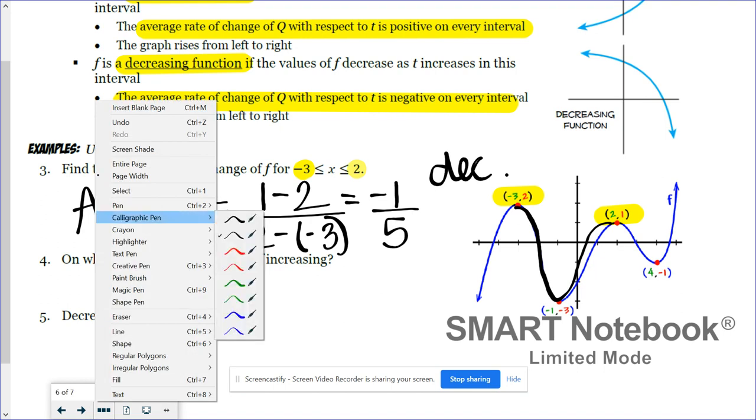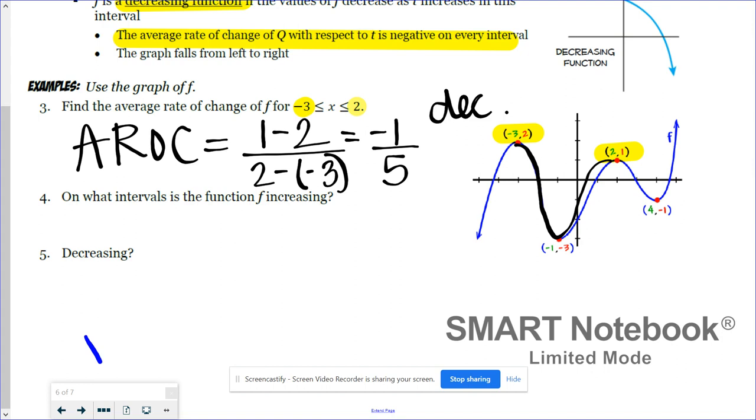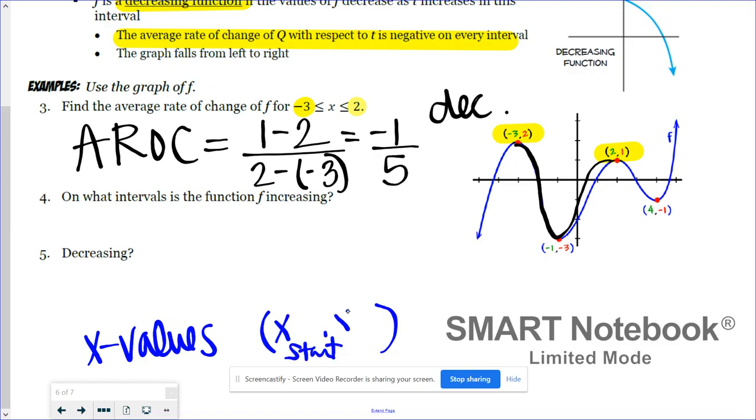So when we do interval notation for increasing and decreasing, we want to use x values, okay? So I'm just going to make some little side notes at the bottom here. So we're going to use x values, and we're going to use parentheses, okay? So in parentheses, you're going to have your 2 x values. So you'll have the x value where the interval starts, comma, the x value where the interval ends.